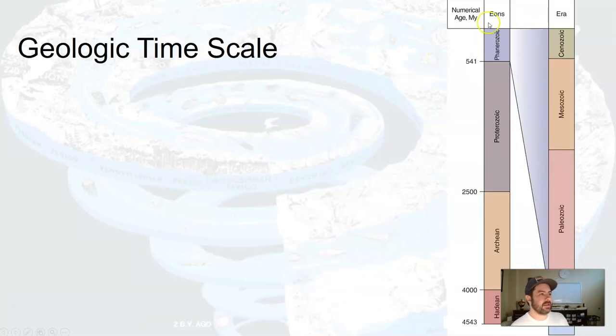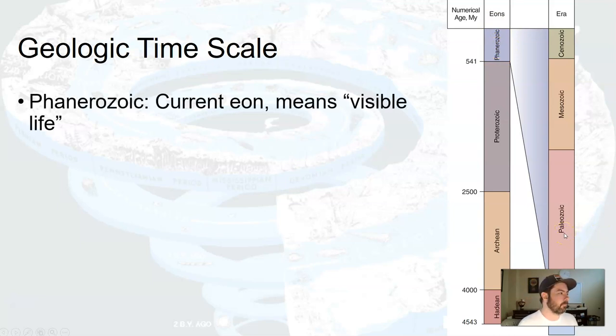And then we now divide eons, specifically the Phanerozoic eon, into different eras. We have, again, because Phanerozoic means visible life.